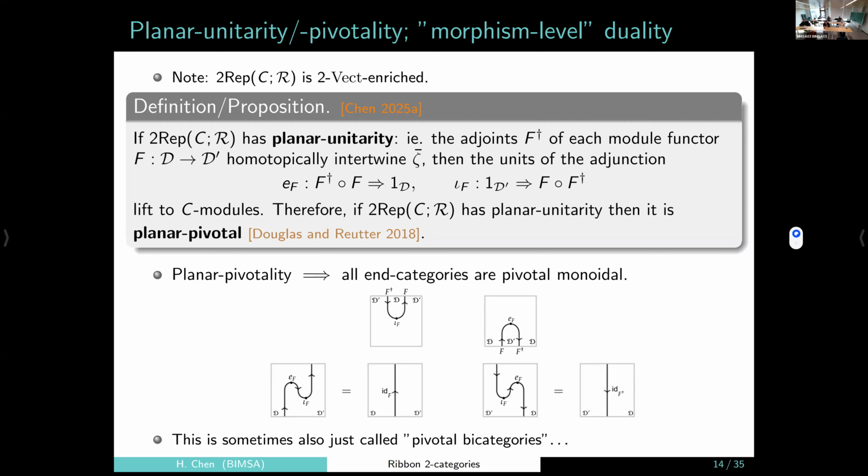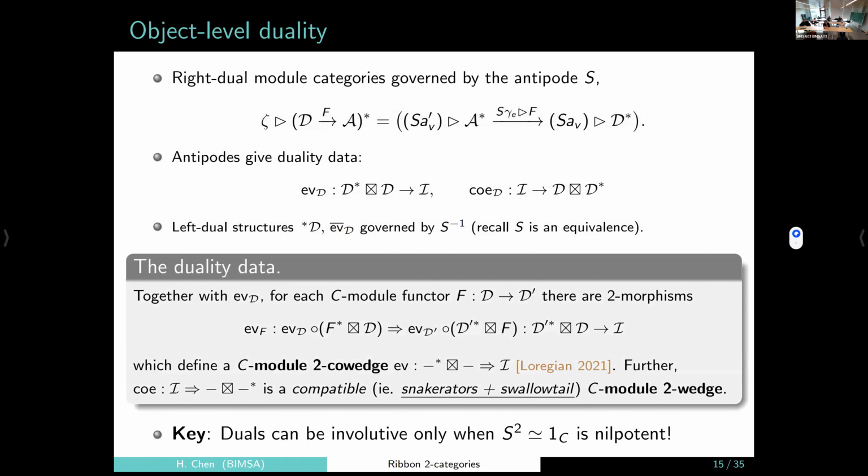Sometimes these are just called pivotal bicategories by Jürgen in some of Jürgen's work on string nets. But this is not enough for me. I need more stuff, because I do have more stuff. The more stuff comes in the form of the antipode. As we know, I'm going to introduce duals on my monoidal 2-category of 2-representations. I'm going to just throw in the antipode and use the antipode to define the notion of duality.